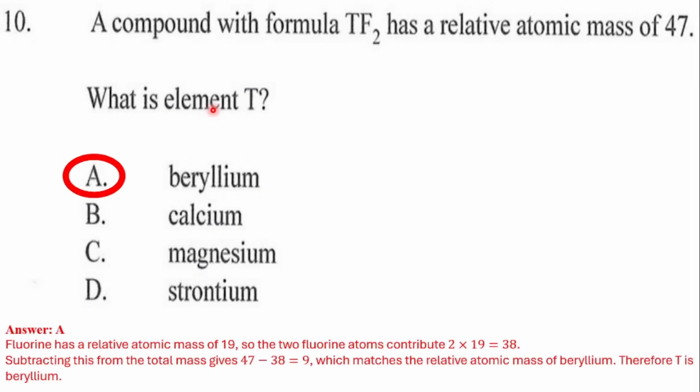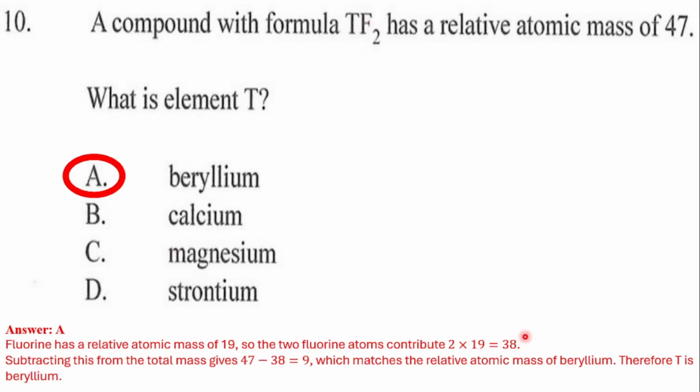The correct answer is definitely going to be A, because they're asking us what is element T. If we look carefully, fluorine has a relative atomic mass of 19. How many fluorine atoms do we have? We have 2, because it's F sub 2. So 2 times 19 is 38. We need to take this 38 and subtract it from 47, because 47 is the relative atomic mass of this particular compound.